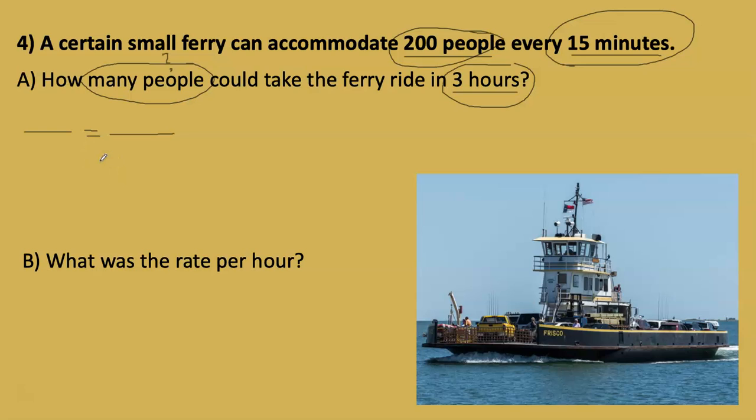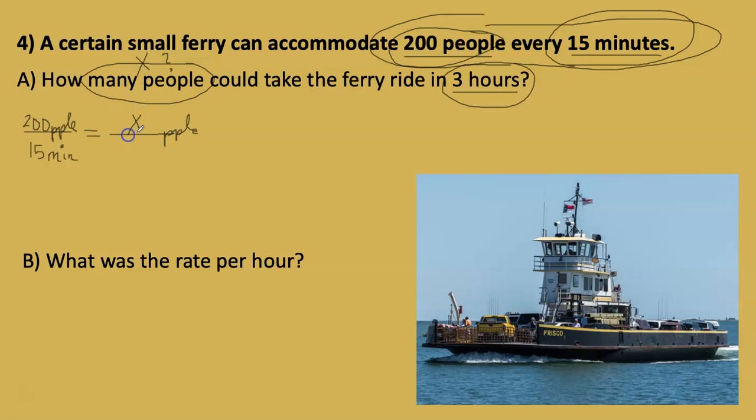Now that we know that we can solve using a proportion, the first thing we need to do is record this rate over here as one of our fractions. So we know that 200 people can ride the ferry every 15 minutes to get to their destination. People needs to be across from people, and the question mark is above the people, so that's going to be my x variable.